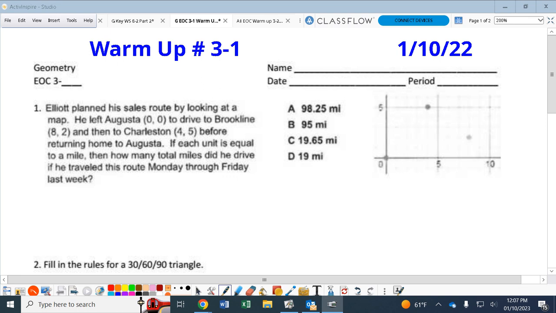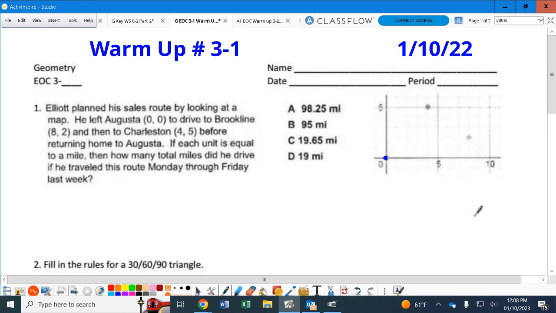The first one starts off saying that Elliot planned his sales route by looking at a map. He left Augusta, which is at 0, 0. Guys, 0, 0 is going to be this point down here. You're going to go through and mark this. If you cannot see it, mark it clearly. This is where he's starting at. That's his starting point at 0, 0.